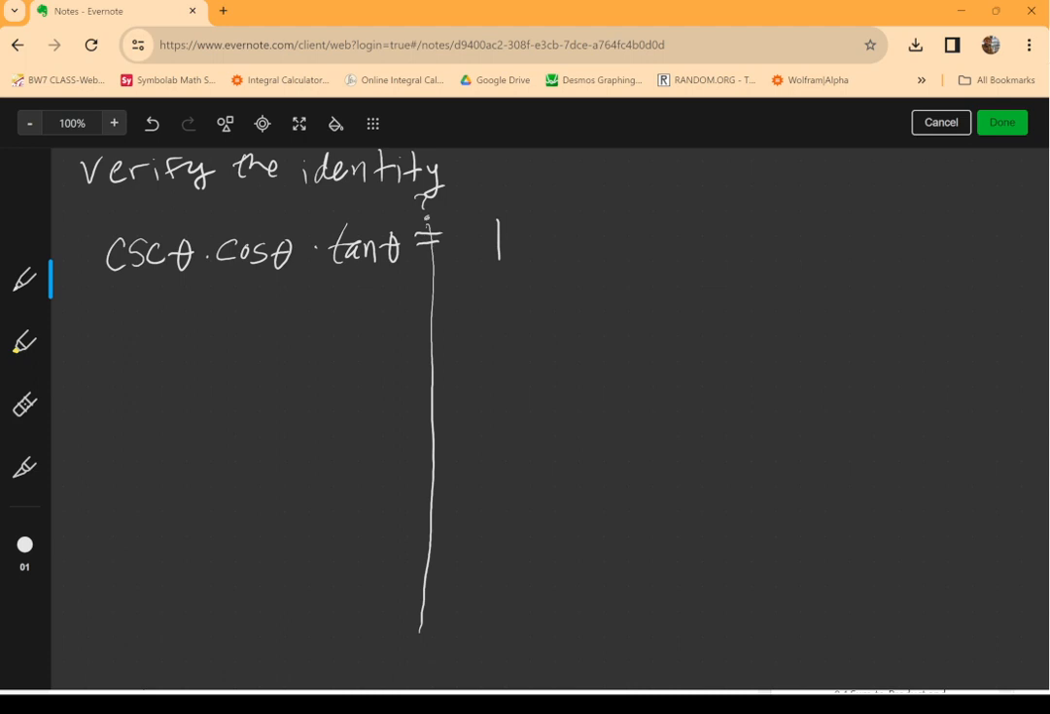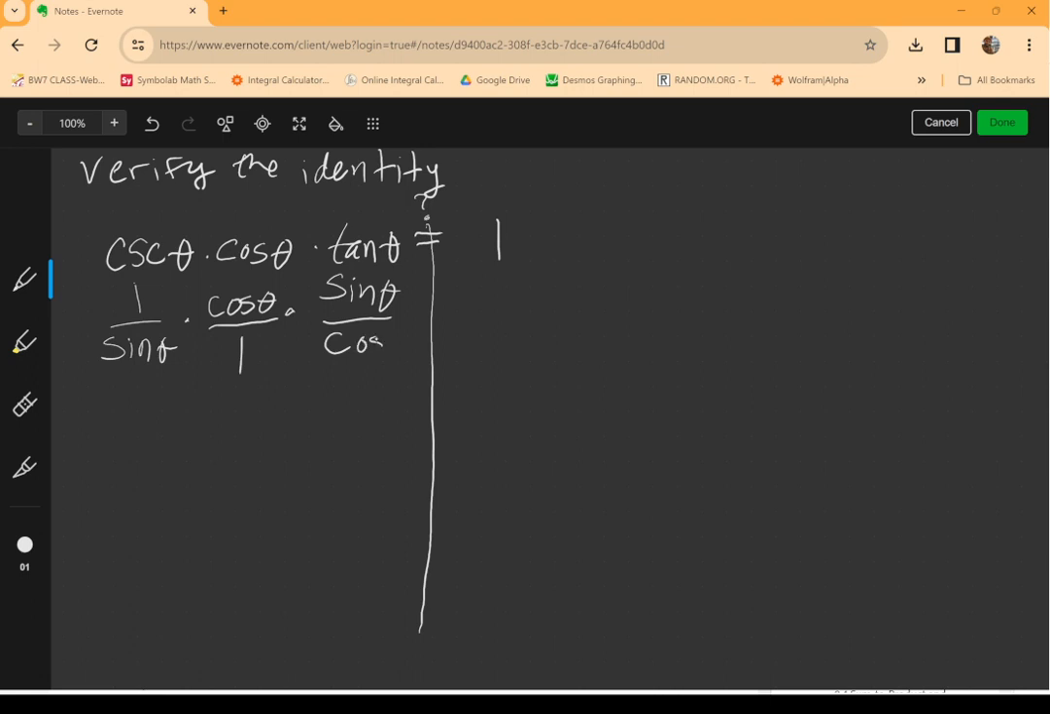So the next step would be, let me just turn everything into sine and cosine by using reciprocal or quotient identities. So cosecant can be written as 1 over sine of theta. Cosine is just cosine of theta. Just to avoid confusion, let's write it as a fraction so we know what the denominators are and which ones are the numerators. And then tangent can be rewritten as sine of theta over cosine theta.